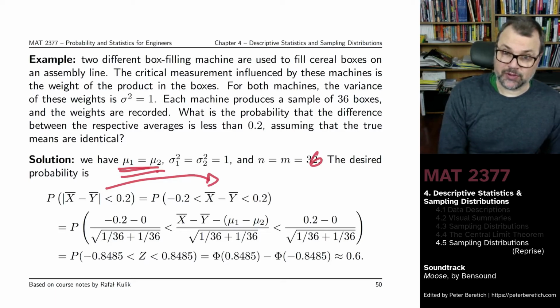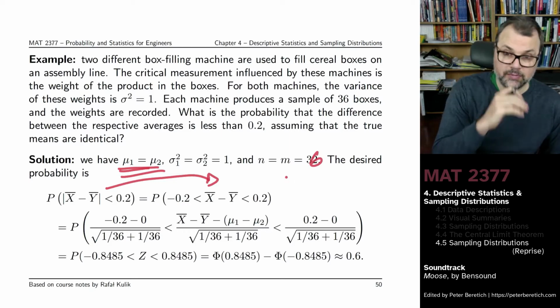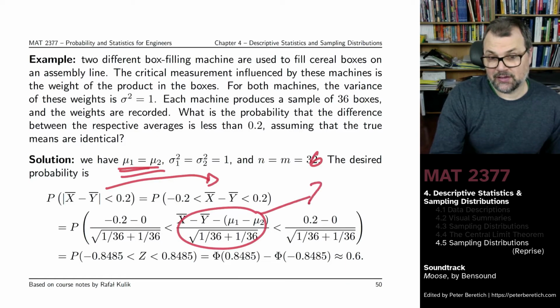So that was sigma 1 squared divided by n plus sigma 2 squared divided by m, and you take the square root of this, so 1 for the sigma squares divided by 36 because both samples have the same size. And then if you evaluate these quantities, well, this is exactly z.